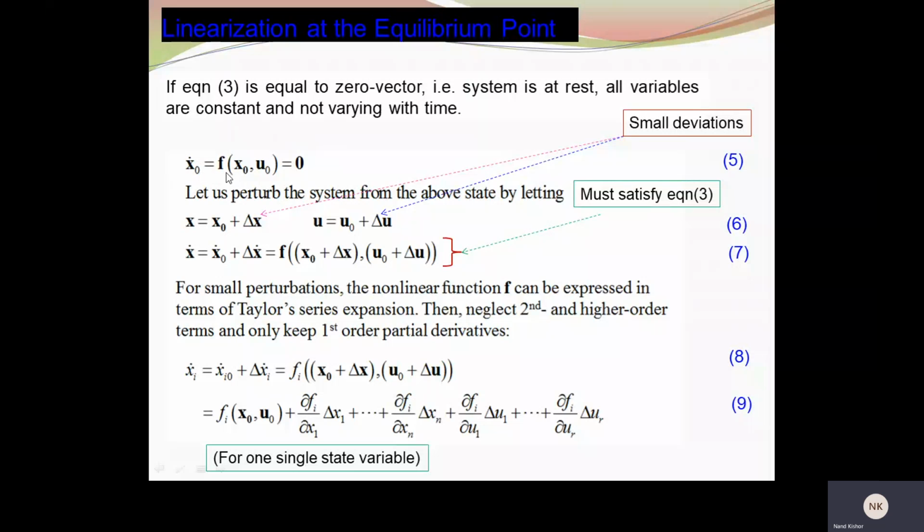So now let us say that we can have these equations represented in this form by equation 5. We have the state equations around the initial operating point here, and that is equal to the zero vector. So that means the system is at rest here.